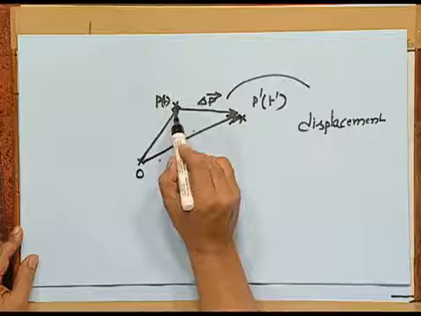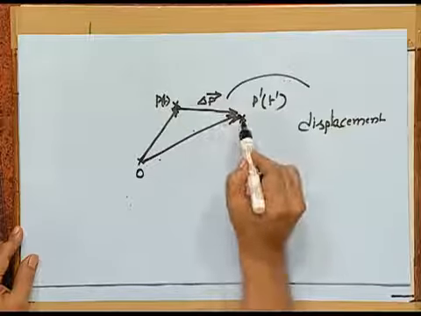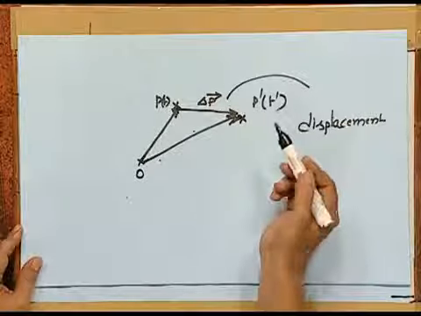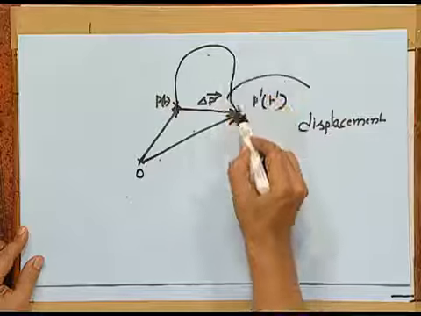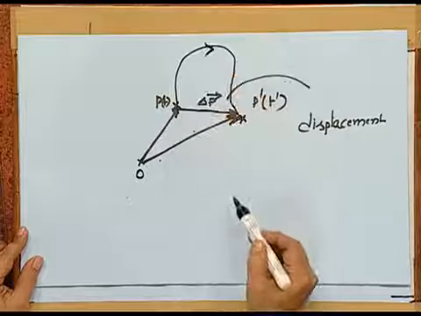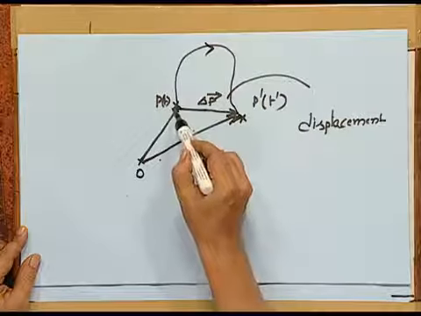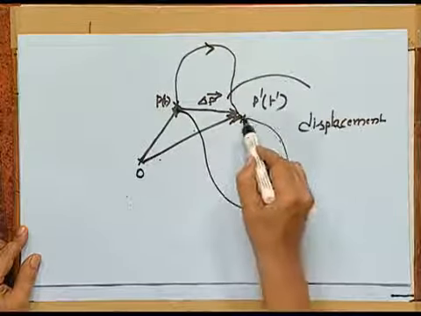Now, look at this. It has moved from point P to P dash. I do not know how it has moved, in what path it has moved. Say for example, it might have moved like this. This could be the path. It could reach that point like this. Let us take path number 1, path number 2.